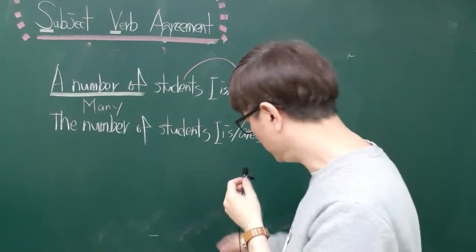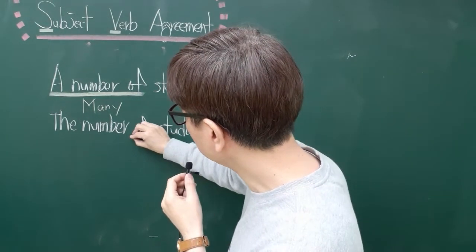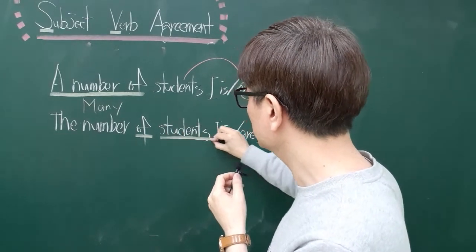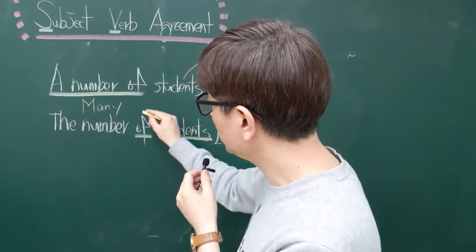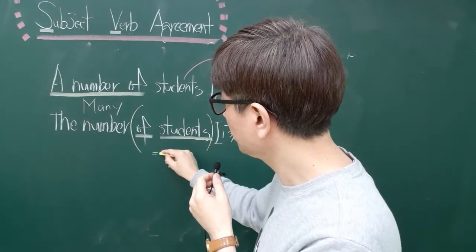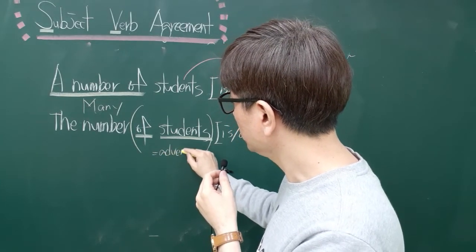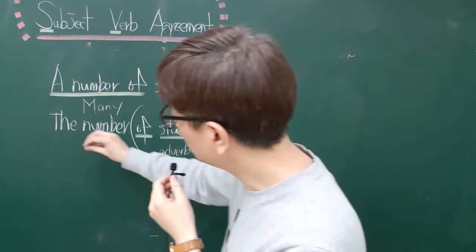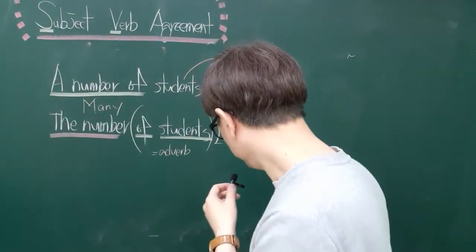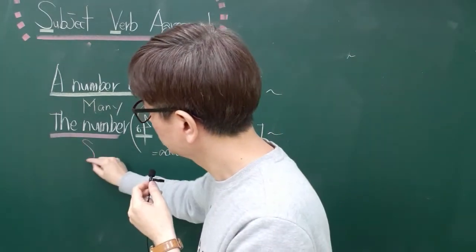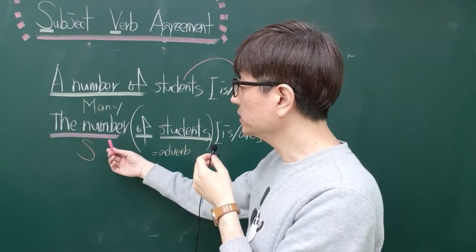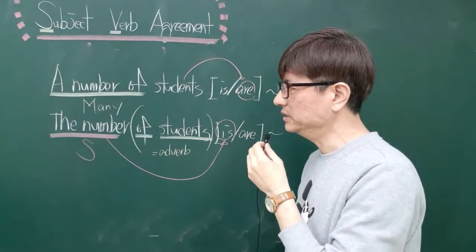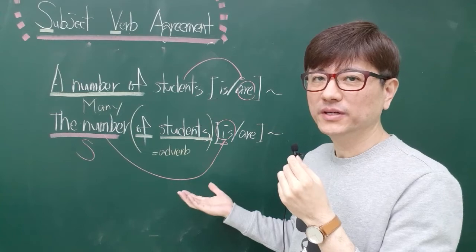But in this kind of case, of is a preposition and students is a noun. So preposition plus noun means adverb, so an adverb cannot be the subject. So in this kind of case, the number is the subject. So the number is singular. That is why the correct answer is is. Do you know what I mean?